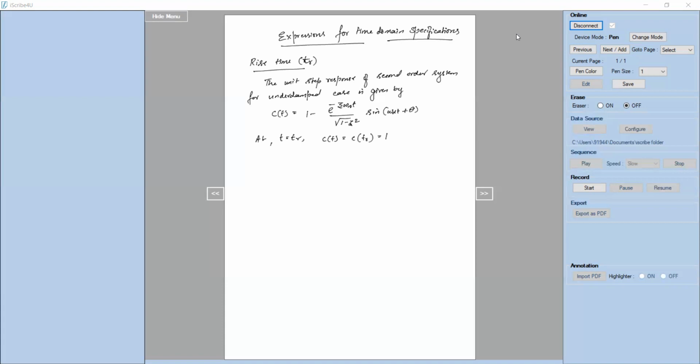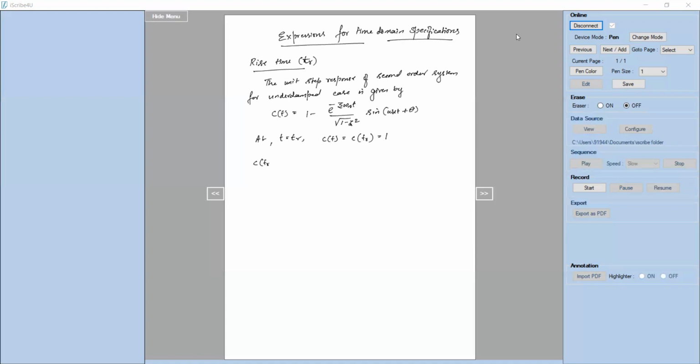That is what the definition of rise time for underdamped condition which we have discussed in the last class. That is at rise time tr, output response will be equal to the applied input. Applied input is a unit step. So we found that output response at C of TR will be equal to 1.